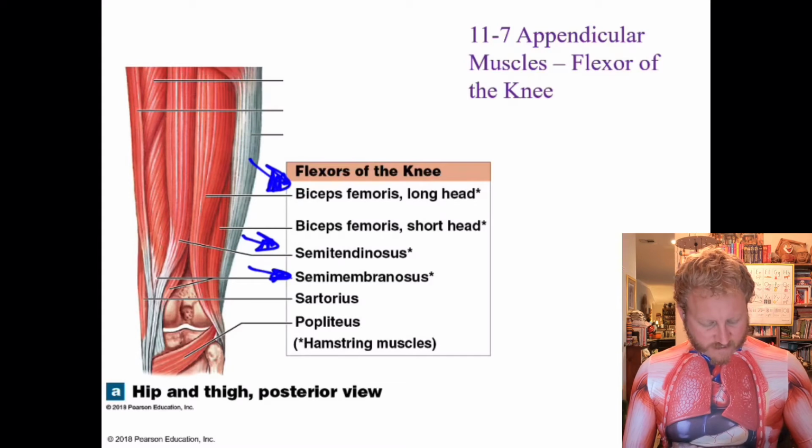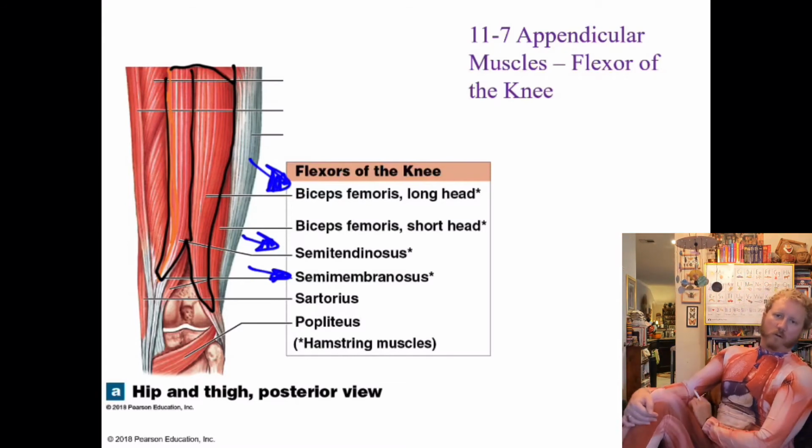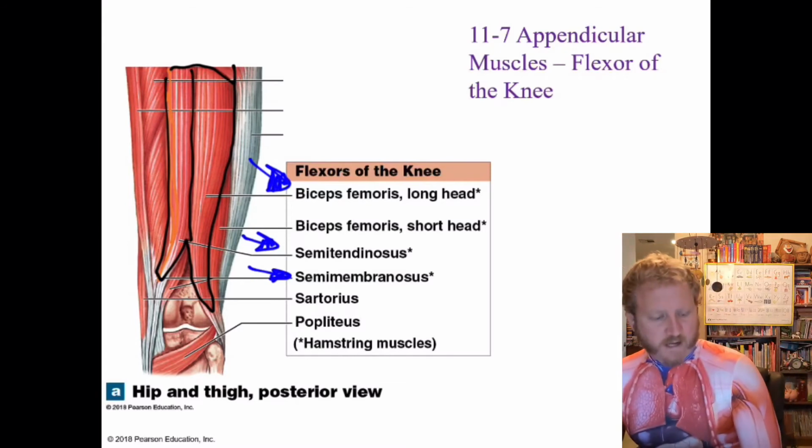We've got the biceps femoris, which is this muscle right here. You can't see that. Let's try that again. So here's the biceps femoris. That's responsible for extending out your leg like this.